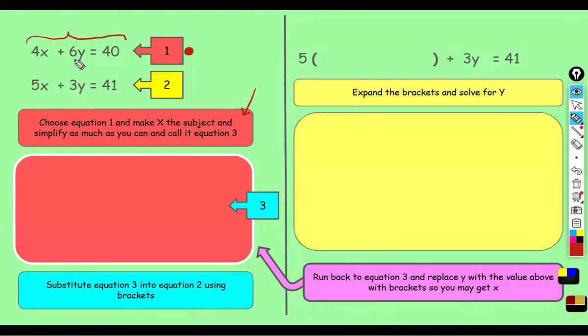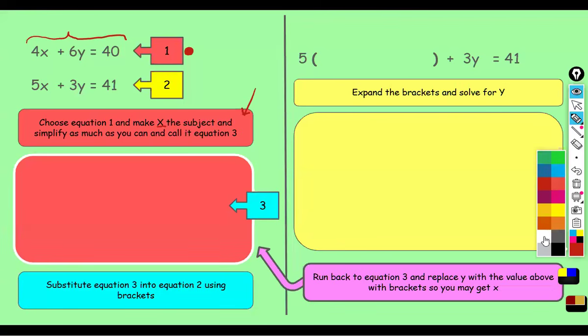You see, when you choose equation 1, you have a choice. The truth is, it doesn't matter if you make x the subject or if you make y the subject. But you notice y has a bad number attached to it. Remember, 6 is one of the bad numbers. x has a 4 attached to it. That is one of the good numbers. So that is why I said, choose equation 1 and make x the subject.